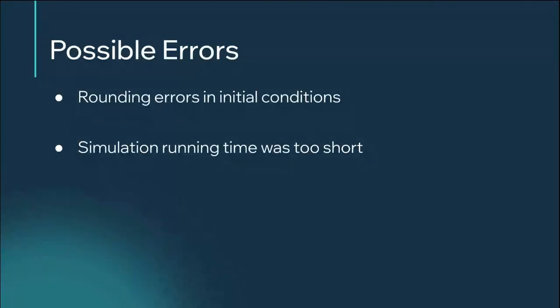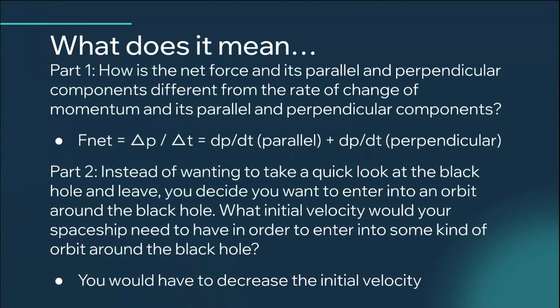So possible errors could have been attributed towards rounding errors in initial conditions, maybe also because the simulation running time was too short. If it was longer, it would have resulted in a more accurate answer. So what does it mean, how is the net force and its parallel and perpendicular components different from the rate of change? As you can see right here, F net is equal to change in momentum over t, which is equal to the parallel and perpendicular forces of momentum, so they are used interchangeably, and they only differ because dp over dt expresses instantaneous change.